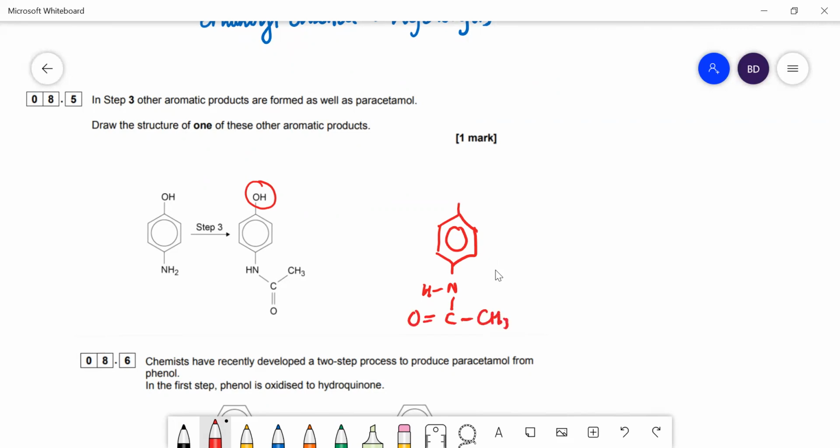And we've also acylated it here to form an ester linkage.